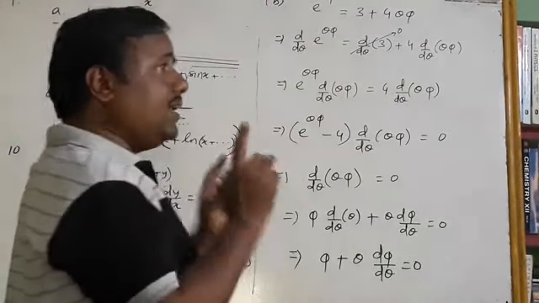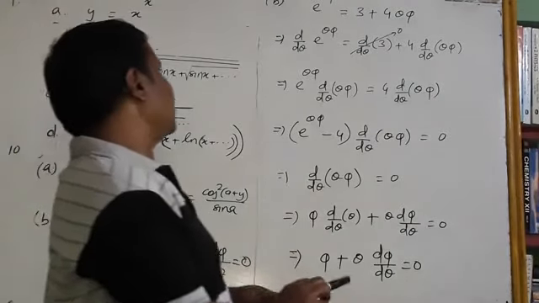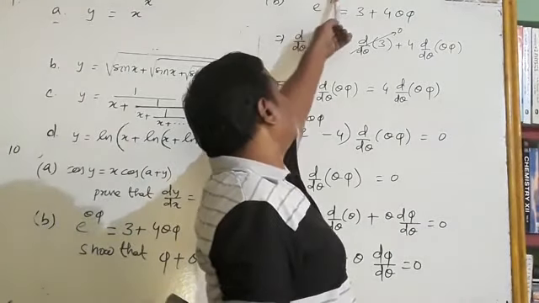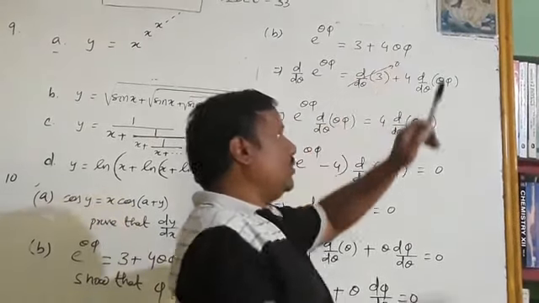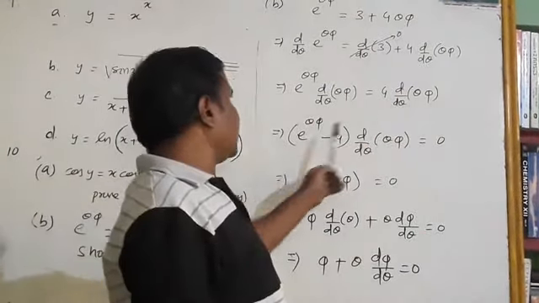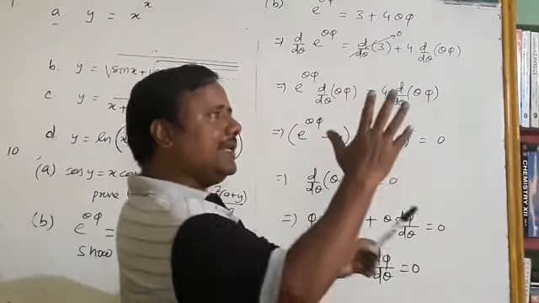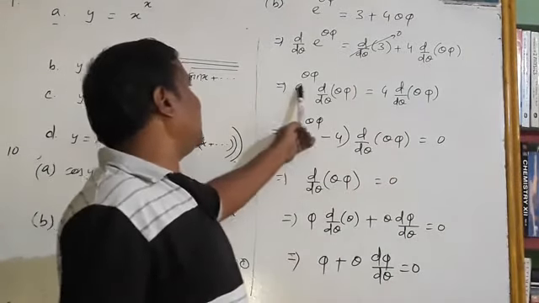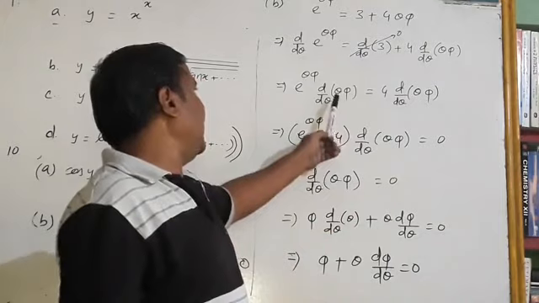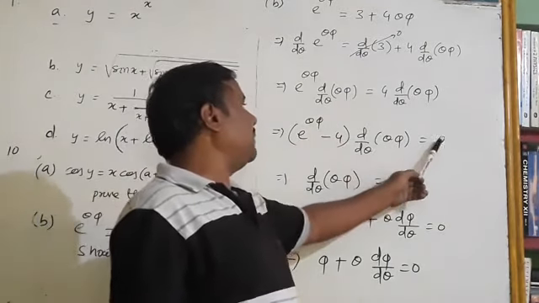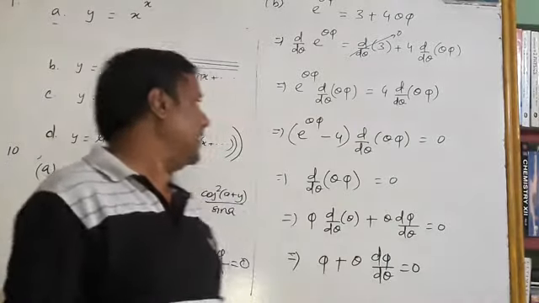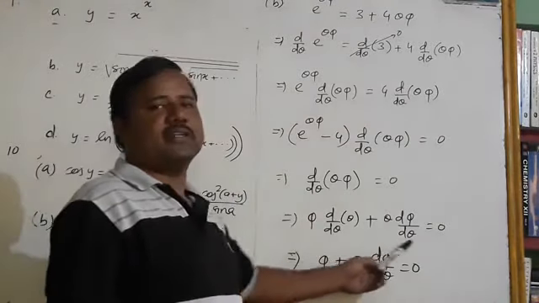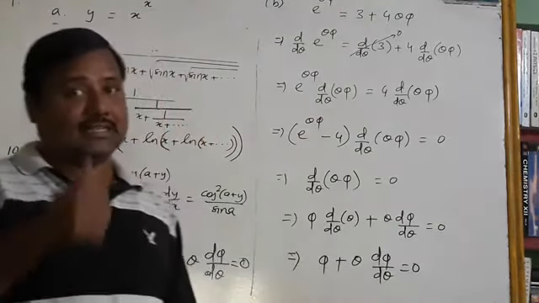Here it is a very important trick. If there is the same function of theta phi on the left side and the same on the right side, don't open it. Just take it to one side and then kick it out. (e to the power theta phi minus 4) times d by d theta of theta phi is 0. Kick it out, and it becomes d by d theta of theta phi is equal to 0. Now you can differentiate, getting your answer. That is the last step.